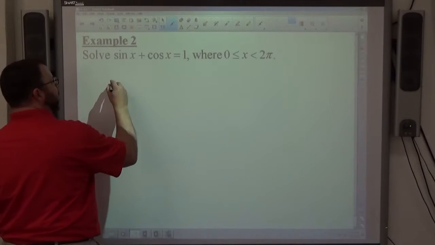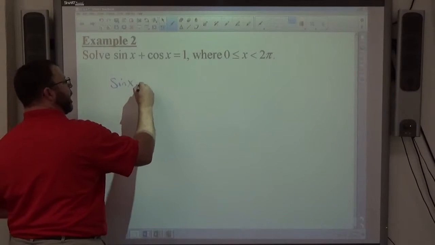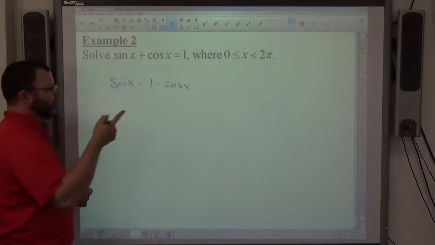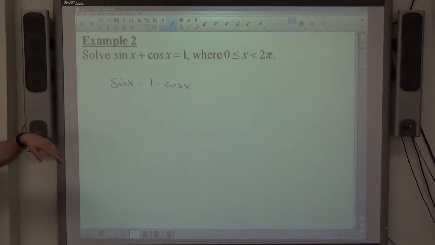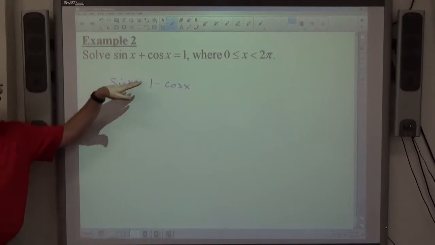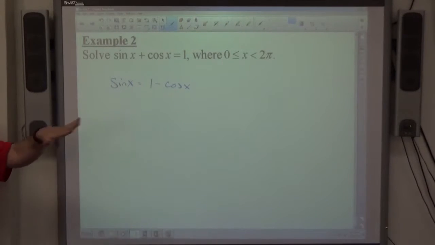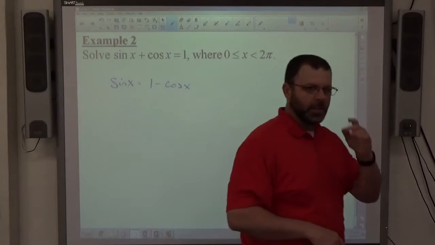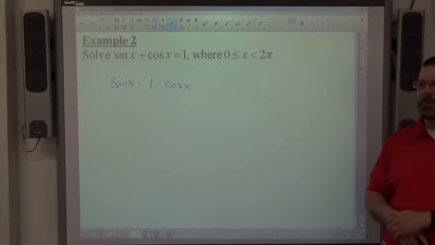So I'm going to put sine on one side and cosine on the other side. And it doesn't matter which is which. I put sine over here, put cosine over there. I could just as easily leave cosine here and put sine over there. It doesn't matter. Just get them separated. So everything on the left-hand side is all about sine. Everything on the right-hand side is all about cosine. And the one's just hanging around. It's going to make it more challenging than it has to be, but that's what it's going to do.